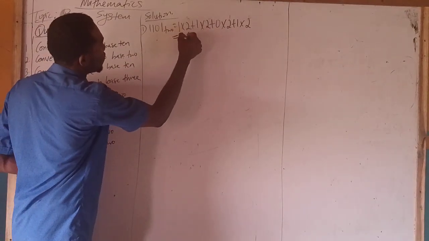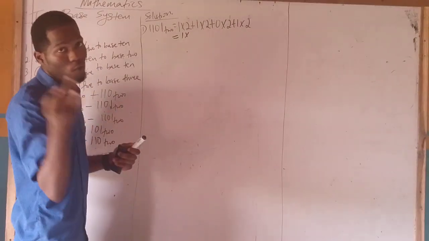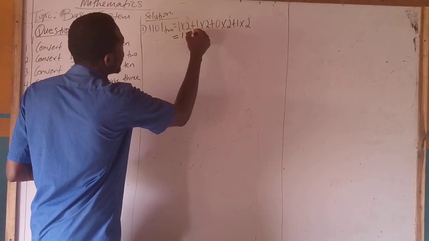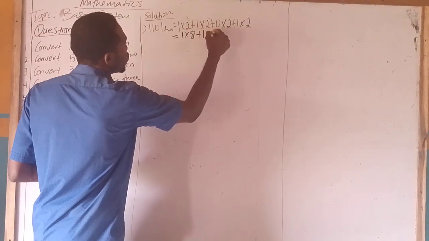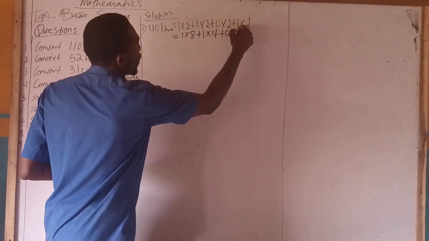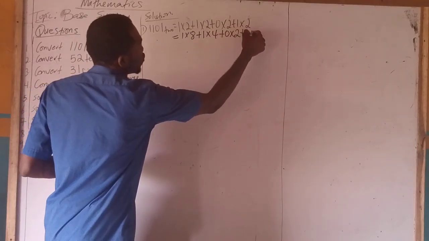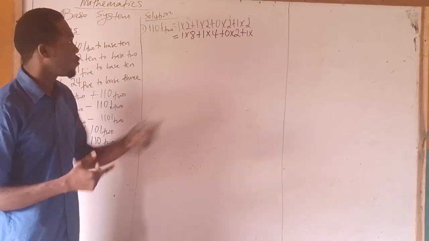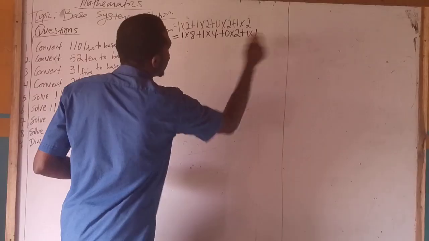So solving this, we have 1 times 2 raised to the power 3, which is simply 2 times 2 times 2. So 2 times 2 is 4, 4 times 2 is 8. So we have 8 plus 1 times 2 times 2, which is 4, plus 0 times 2 raised to the power 1, which is just 2. Then plus 1 times 2 raised to the power 0. And according to indices, any number raised to the power 0 is always 1. So we now have 1 times 1.